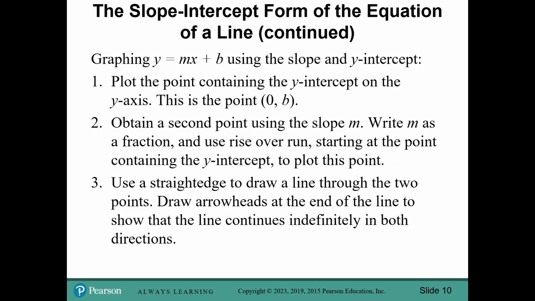So let's look at graphing this. The slope-intercept form of an equation of a line, continued, looking at graphing y equals mx plus b using the slope and the y-intercept. Step 1, we will plot the point containing the y-intercept on the y-axis. This is the point (0, b) because the b is the y-intercept. Step 2, we want to obtain the second point using the slope m. We write m as a fraction using the rise over run technique, starting at the point containing the y-intercept to plot the point. We use a straight edge to draw a line through the 2 points, and we draw arrowheads on the end of the line to show the line continues indefinitely in both directions.